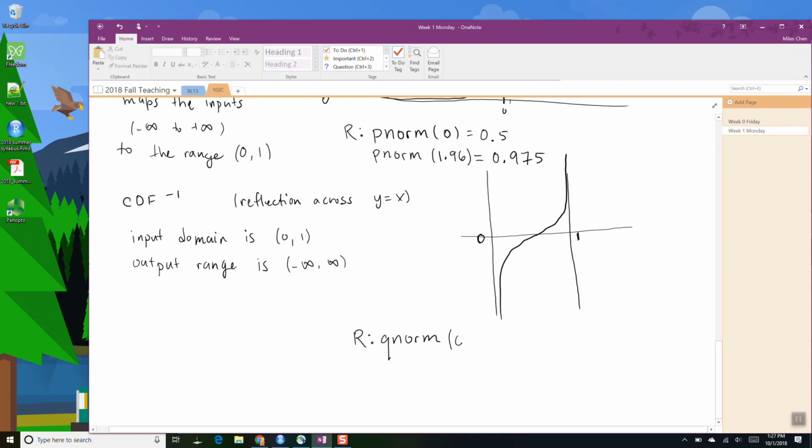So what would qnorm of 0 give me? qnorm of 0 would give me negative infinity, right? Because we're asking what is the value that will correspond to a CDF of 0, okay? Negative infinity, right? qnorm of 0.5 will give me 0, and qnorm of 0.975 will give me 1.96, because it's asking what value will give me this CDF.